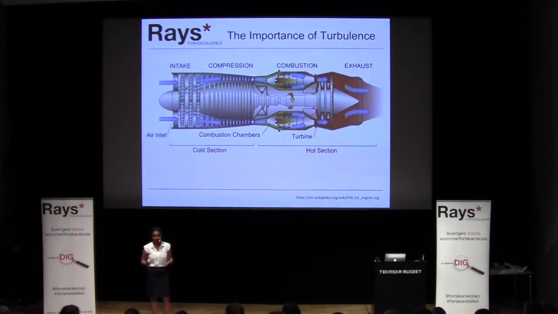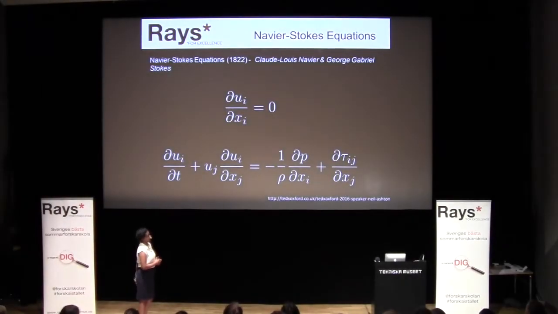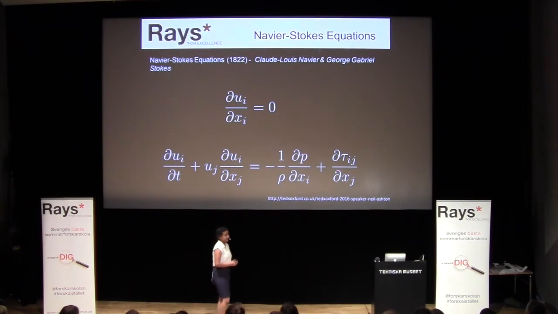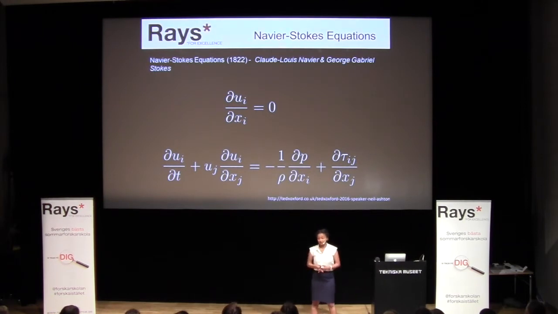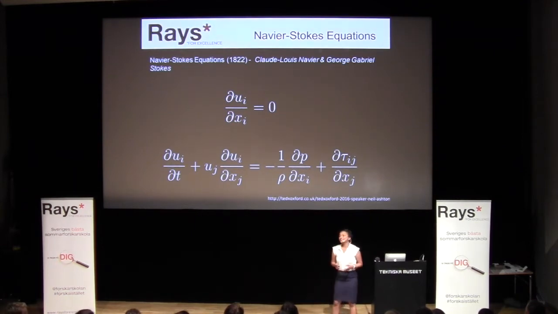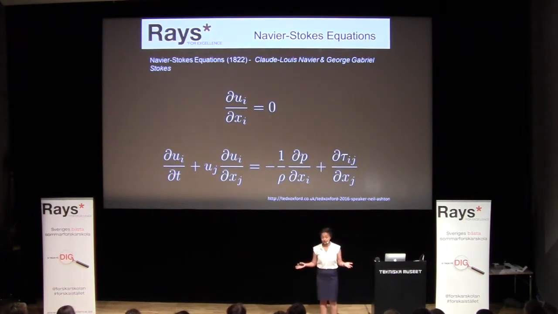We need to be able to understand how they work, which is where the Navier-Stokes equations come in. The Navier-Stokes equations, to say the least, are very, very difficult. They're nonlinear. They're really unsolvable. So much so that you cannot solve them by hand, even if they look quite simple. And because they cannot be solved by hand, we use supercomputers.